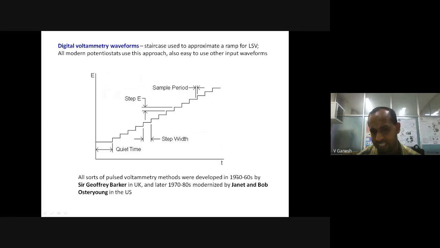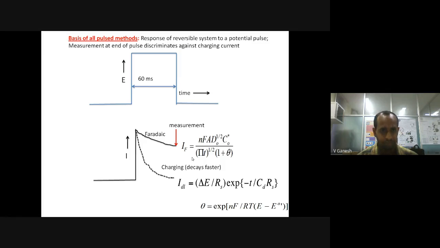Of course, these techniques were developed in the early 1960s. It's precisely between the 50s and 60s by Sir Geoffrey Barker in the UK. And later on, these were modernized, like square wave, differential pulse, etc., by Janet and Bob in the US.